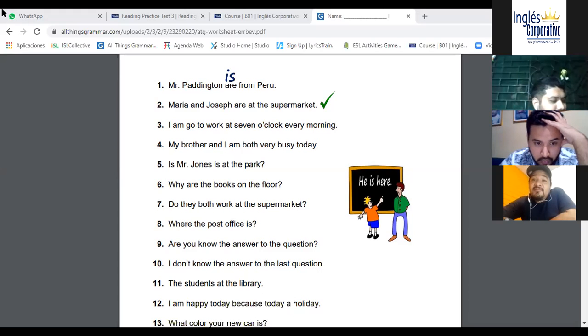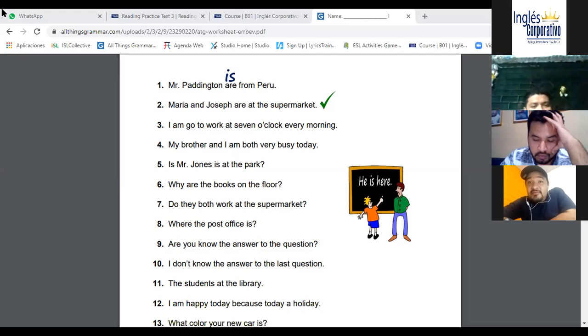That's right. Very good. El WH question siempre va. We are the W question. Yes. We are the post office is. No. No. Is. Where is? Where is? Very good. Where is? Number 9.